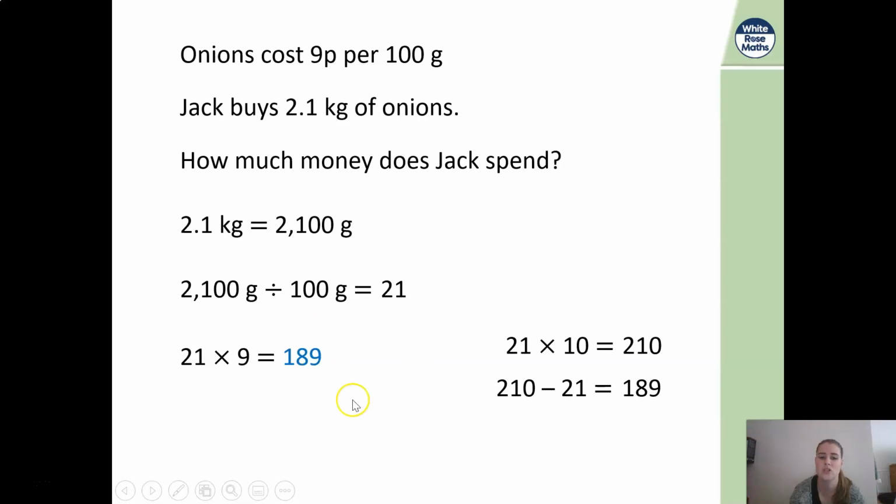So if he's going to spend 189p, we now need to convert that into pounds and pence. We know that we've got 2 lots of pennies there, so it's going to be 89 pence. And we've got £1. So it's going to be £1 and 89 pence.